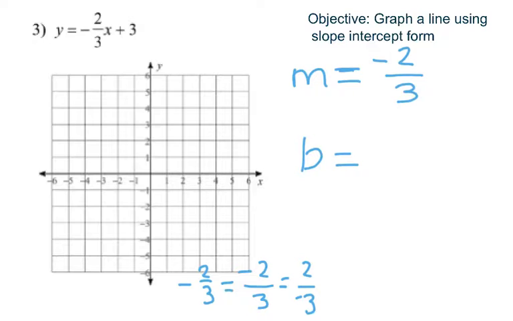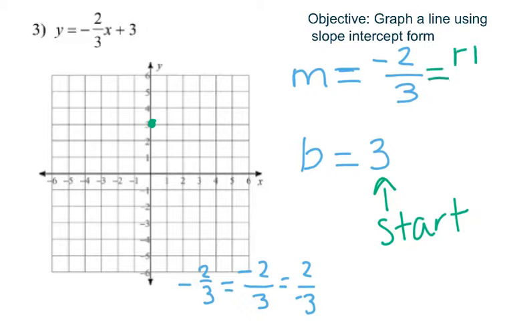And then we have the y-intercept is 3. So we're going to start at the y-intercept. This is my starting point. And I'm going to put a point on the 3 on the y-intercept. Okay, now my rise over my run. So my rise is negative, so I need to go down 2. Down 2, -2. And then my run is positive, so I'm going to run +3.